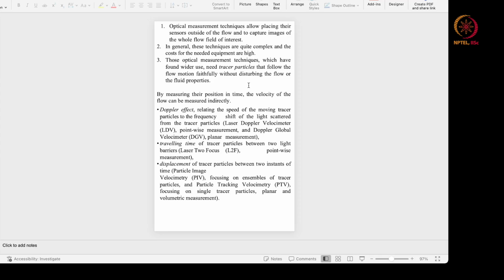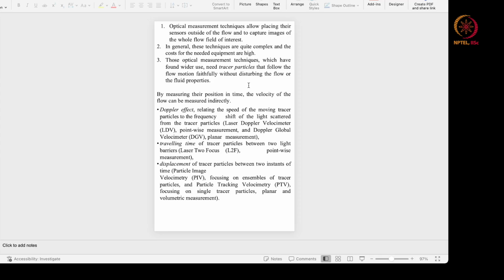You can also use what we call the traveling time of the tracer particles between light barriers. This is called laser two focus, a point measurement. It's like you are basically doing a tracking. At one light barrier, you have a tracer particle crossing. You see when it reaches the next light barrier, you divide the distance by the total time, and get the point measurement. Of course, these light barriers are very close to each other.